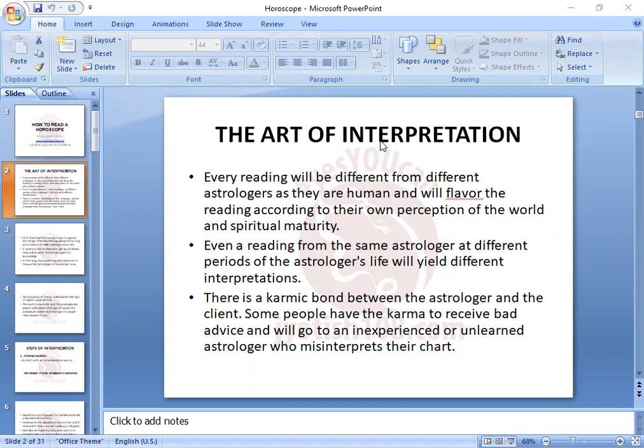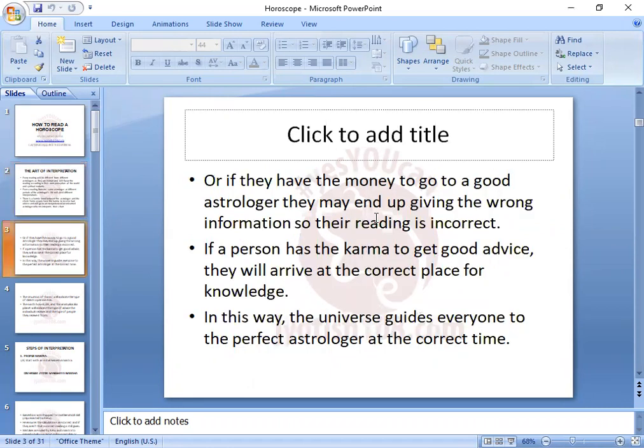So this all depends upon the karmic bonds that you have between you and the astrologer to whom you are going for a reading. Or if they have the money to go to a good astrologer, the astrologer may end up giving the wrong information, so their reading is incorrect. So this is also important to note. Good astrologers charge a reasonable fee. Okay, they are costly, right?